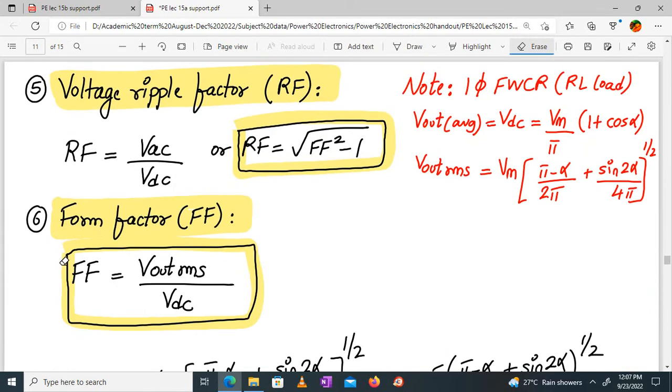Okay? Next, voltage ripple factor. Which formula will you remember? It's square root of form factor square minus 1. Voltage ripple factor is called RF. It is the square root of form factor square minus 1. And what is form factor? V out RMS upon VDC. Form factor for a semi converter is V out RMS upon VDC.